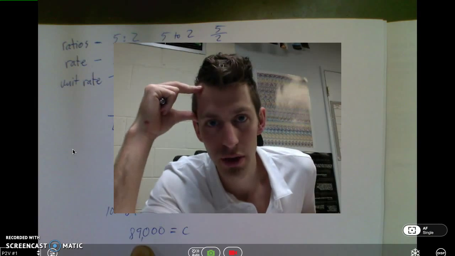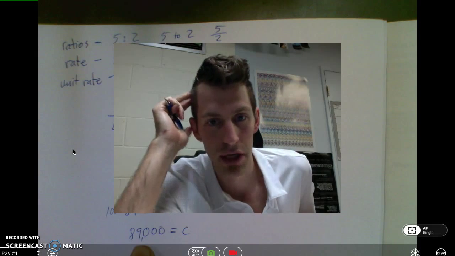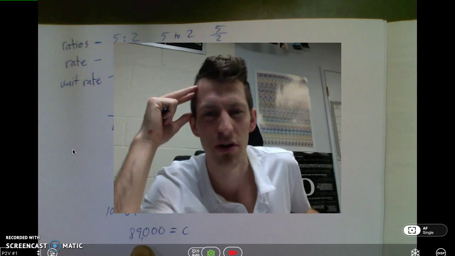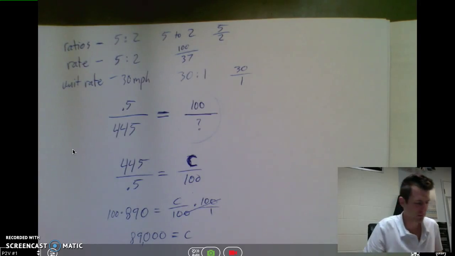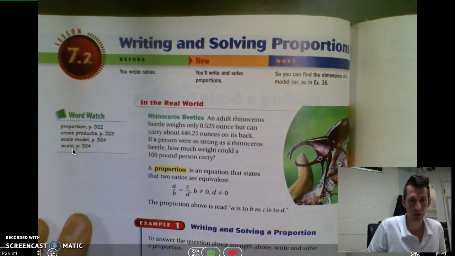I don't know about you, but I think it'd be pretty awesome to be able to lift my car and just kind of hold it up over my head and just look and see what was wrong. 89,000 pounds, that would be awesome. Okay. Proportion. That's how proportions are useful.